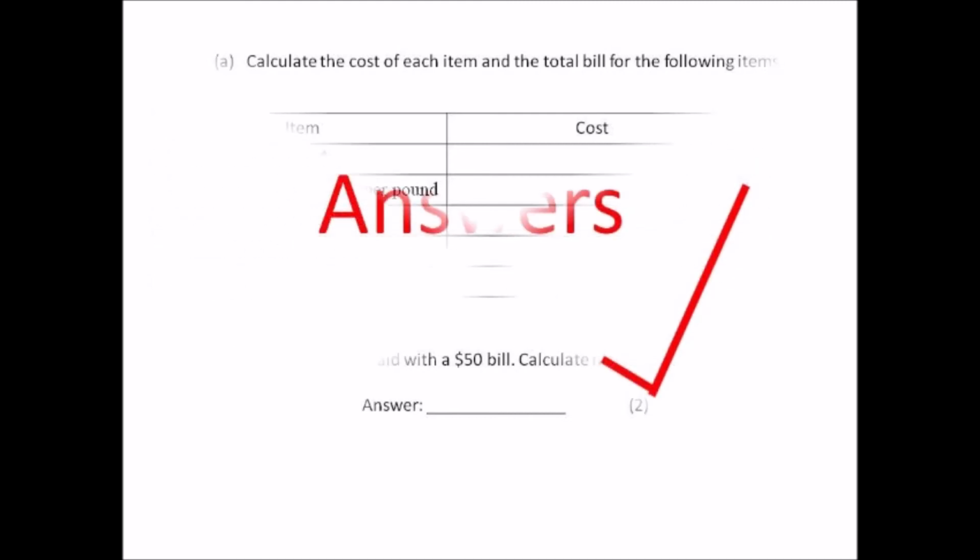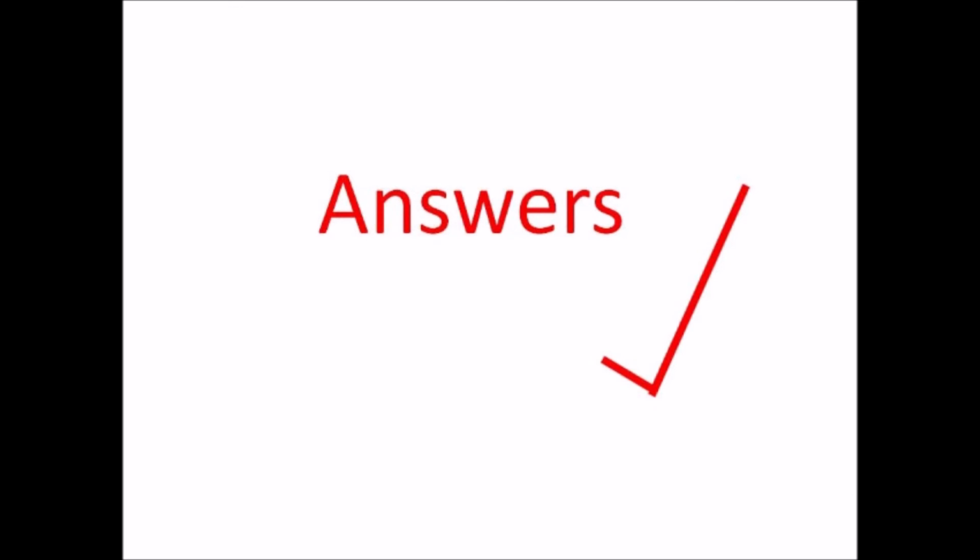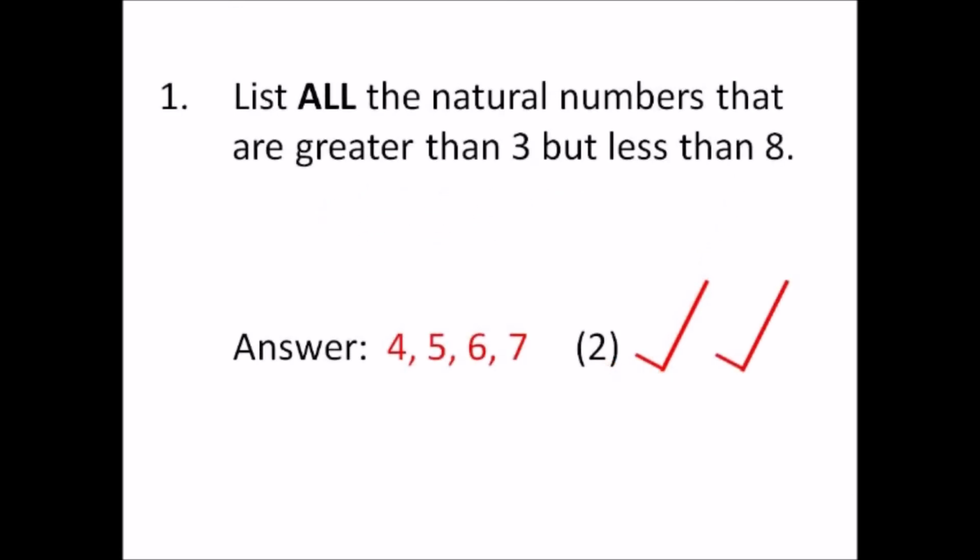And we have done. Now we move to the best part where you find the answers. And here you go. Let's see how many of those you got correct. 1. Natural numbers you needed were 4, 5, 6, and 7. Greater than 3, less than 8. 4, 5, 6, and 7. That's too easy, guys. I am sure you got those 2 big marks for number 1 because you need them.